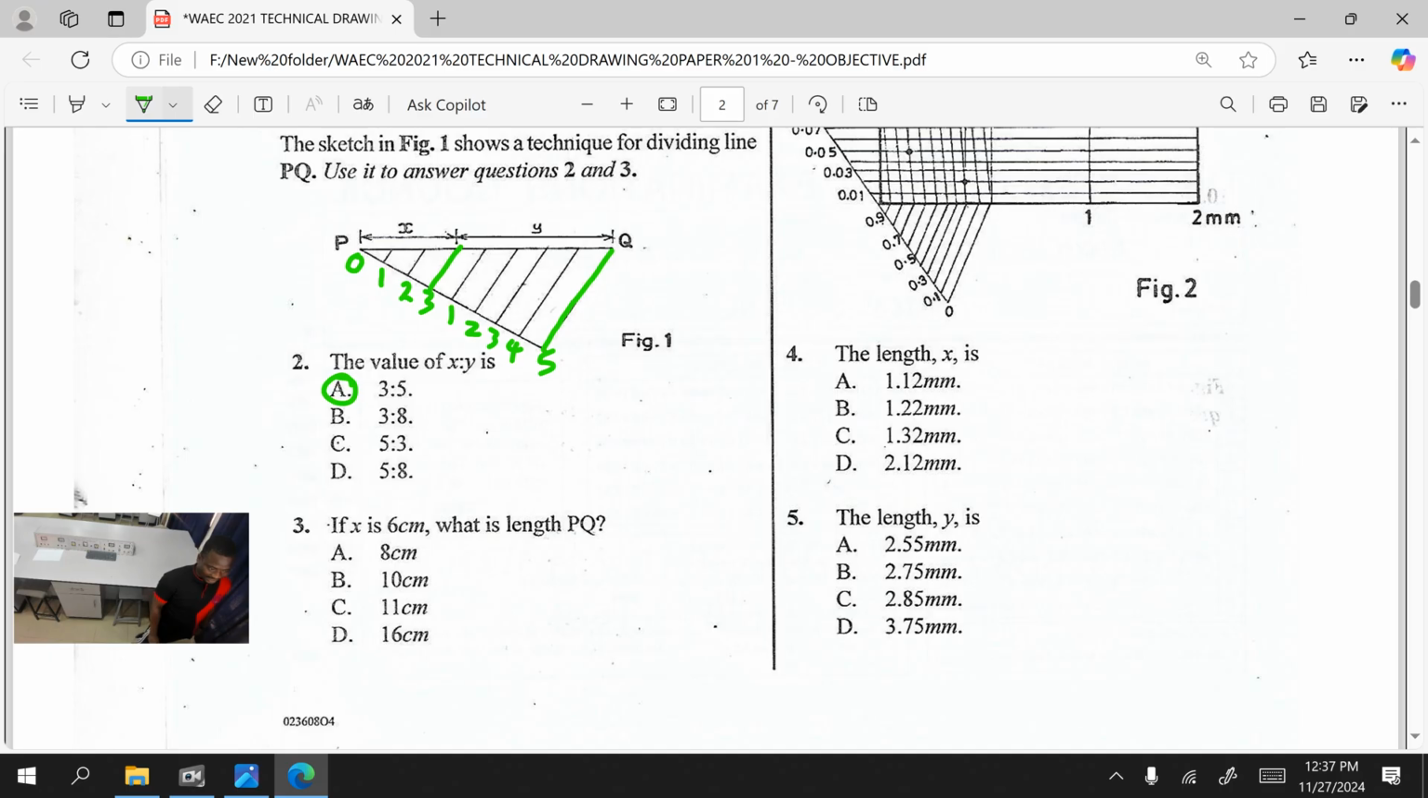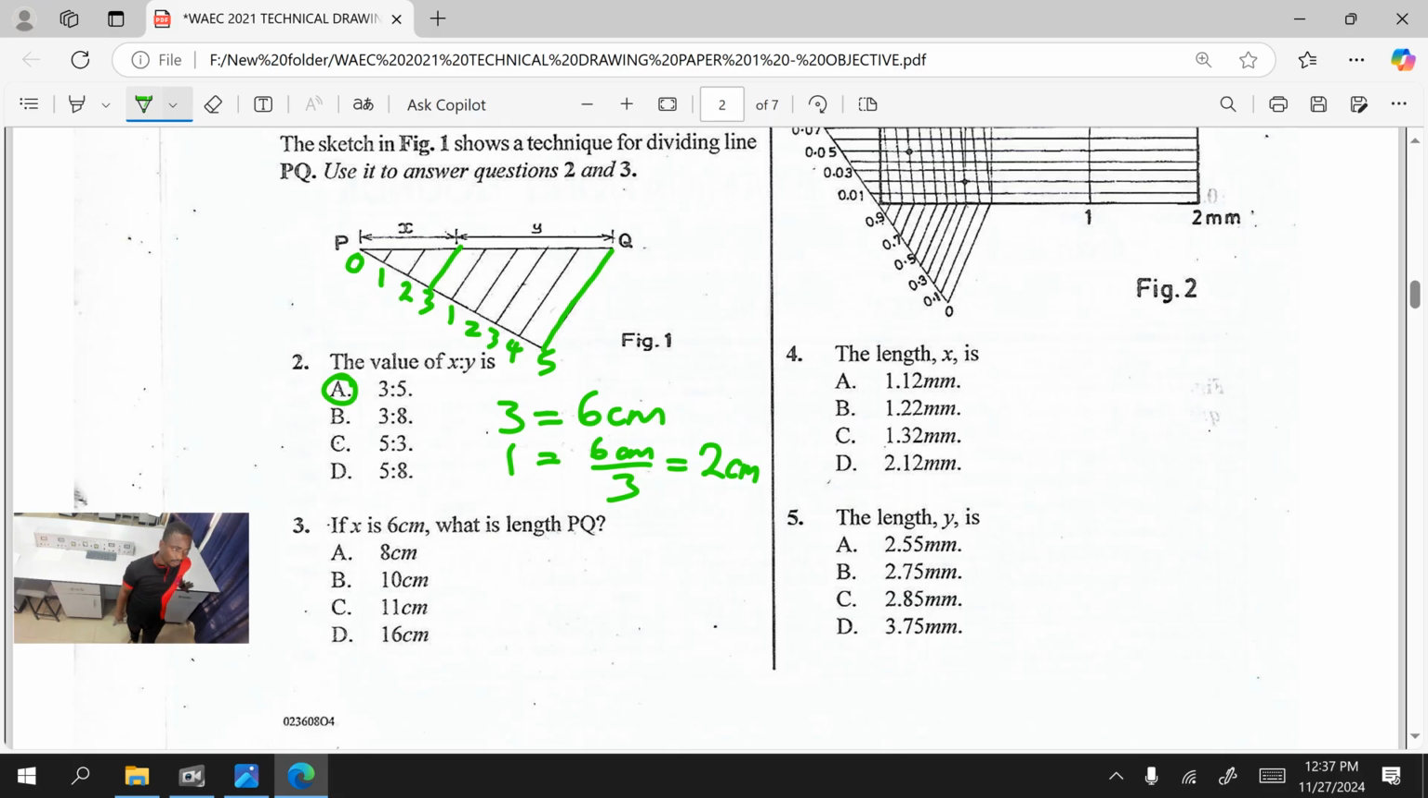If x is 6 centimeters, that means we have 3 divisions for x, and they tell us that the 3 divisions are 6 centimeters. What will 1 division be? Do you get it now? You need to calculate that. So 1 division is 6 centimeters over 3. That will give us 2 centimeters. So 1 division is 2 centimeters.